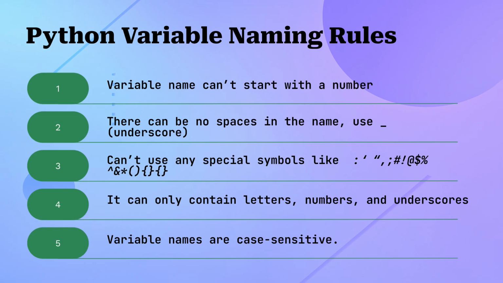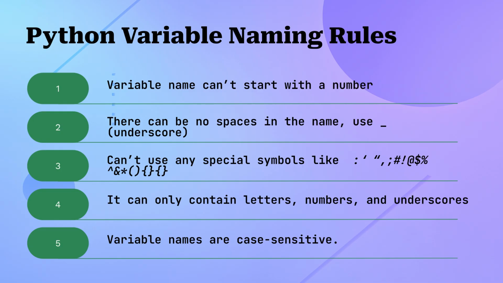You can't just name your variables anything you want. There are some rules and some best practices. The rules. A variable name must start with a letter or an underscore. It cannot start with a number. It can only contain letters, numbers, and underscores, A to Z, 0 to 9, and underscore. No special characters like exclamation, at, or hashtag. Variable names are case sensitive.